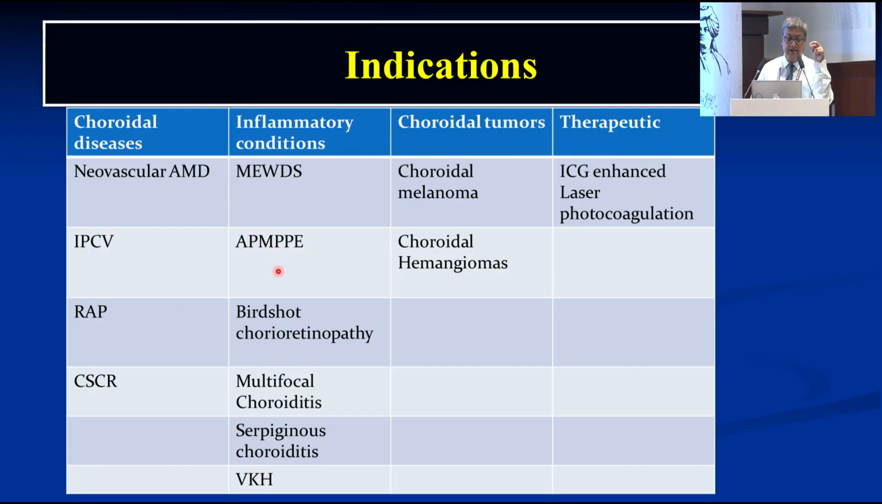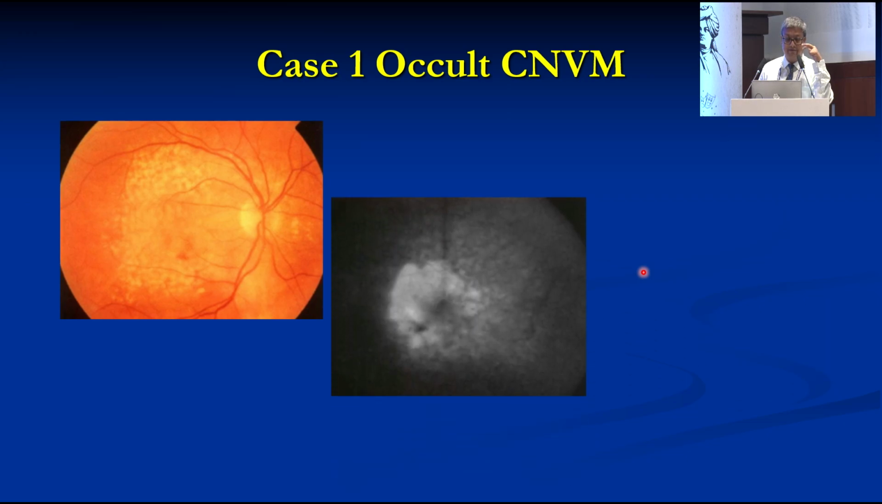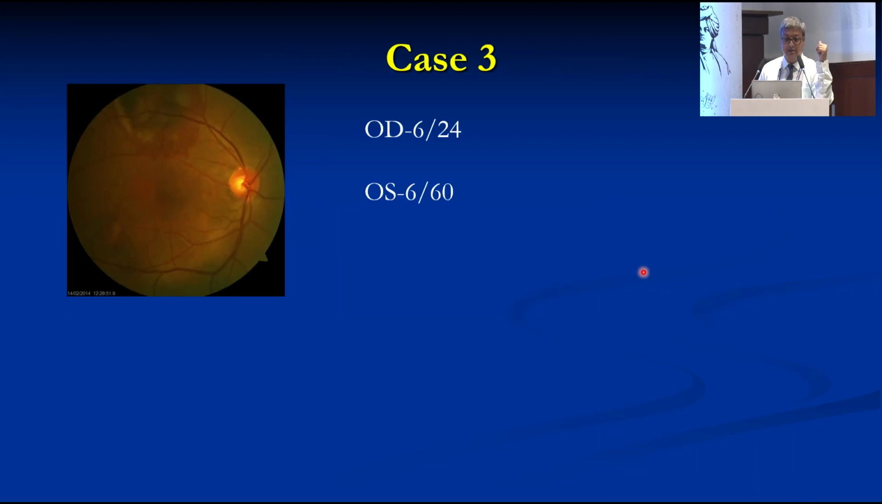The indications of ICG are mainly occult neovascularization, mostly IPCV, RAP lesion, and CSCR often present with CNVM. Also some choroidal inflammatory conditions, some cases of choroidal hemangioma, and ICG enhanced laser photocoagulation. This is case one, where the patient, if FFA doesn't show anything, the ICG shows a hotspot, so we have to treat nowadays with injection, previously with PDT.